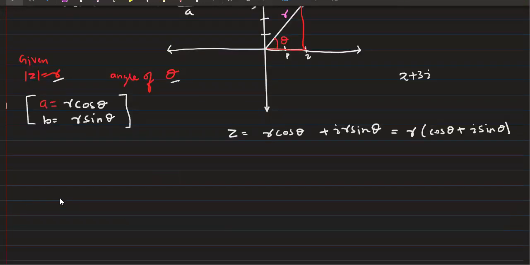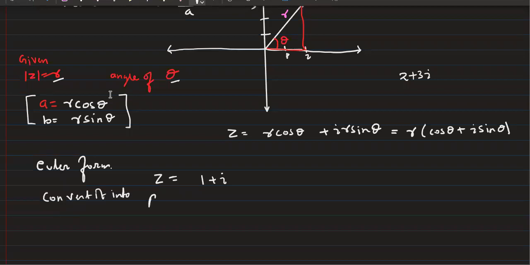Now there's a very small concept which is very useful. It is called Euler form. And why is it useful? Now just think about this. If I have z is equal to 1 plus i, convert it to polar form. So we know that polar form is r cos theta plus i sin theta.